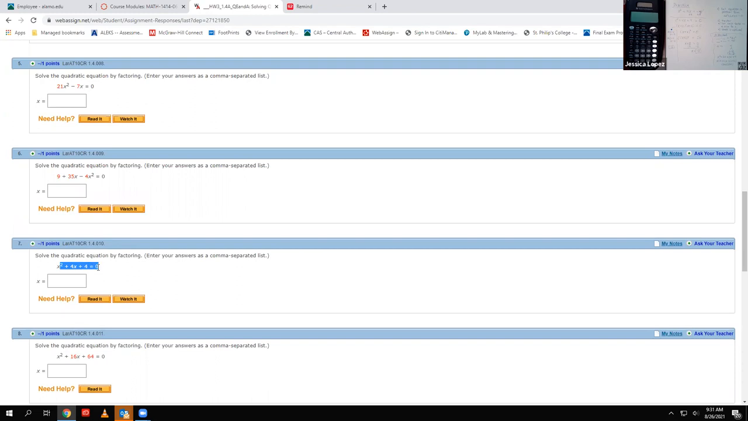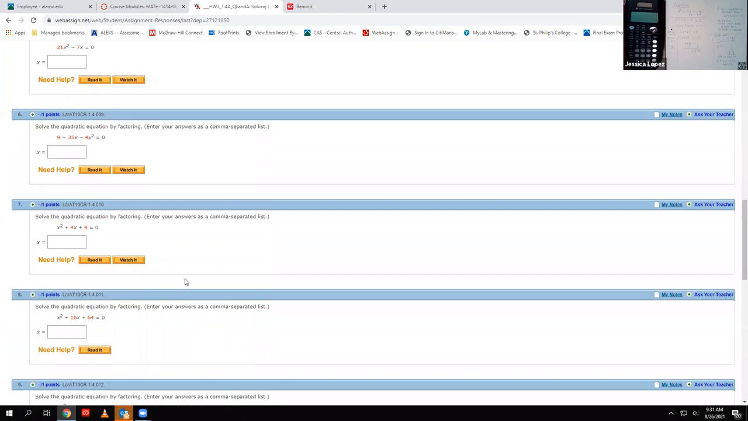This one is good to go, and coincidentally, it matches the example that I just did, but notice the numbers in red. That means when you see the problem, it's probably going to randomize those two numbers, okay? So you may not get the same exact problem that we did in class today, like I am getting for number 7.